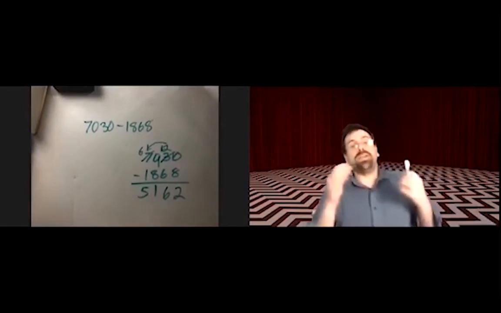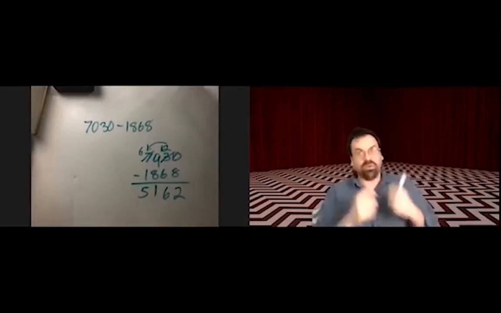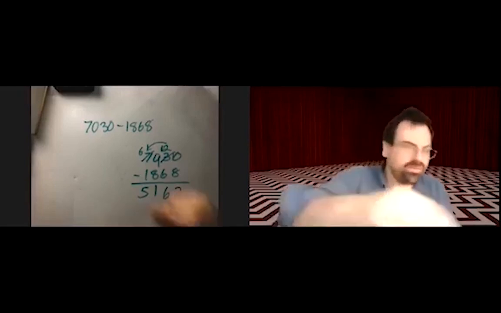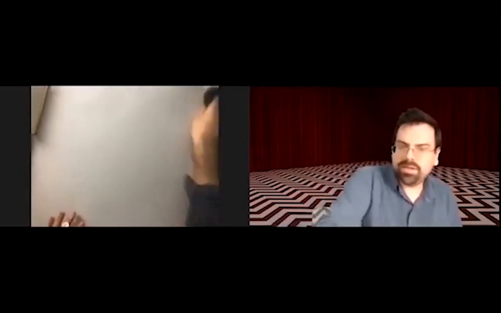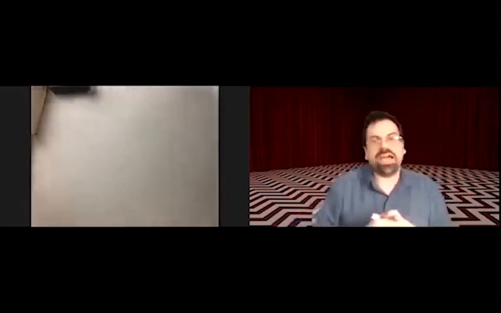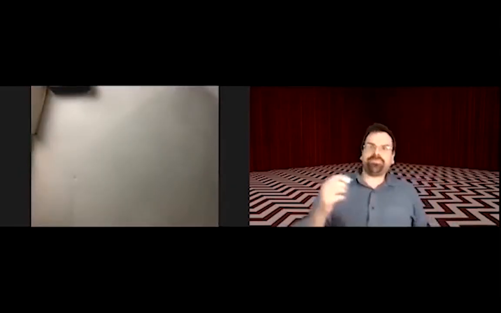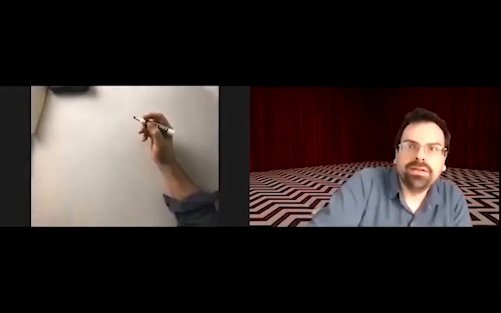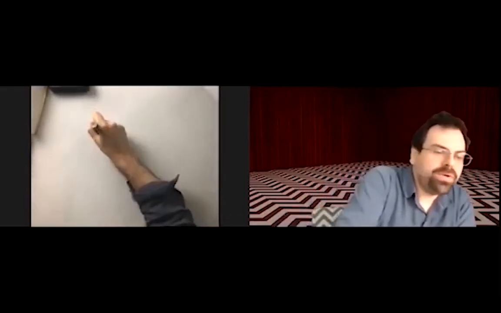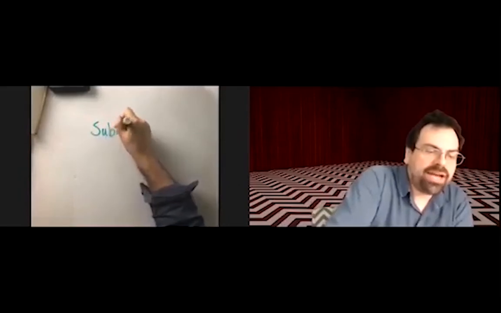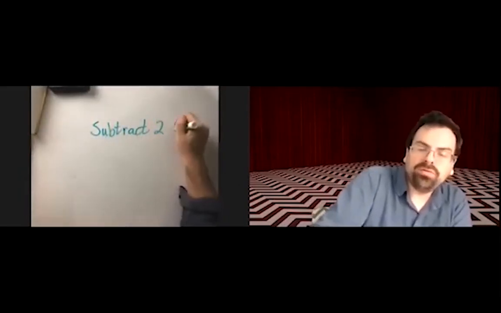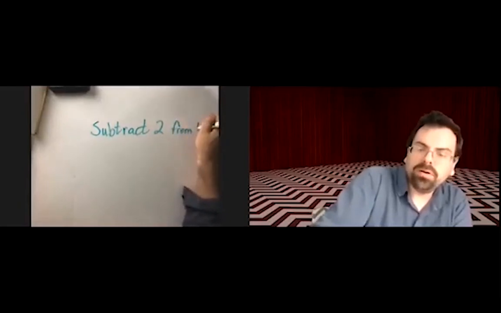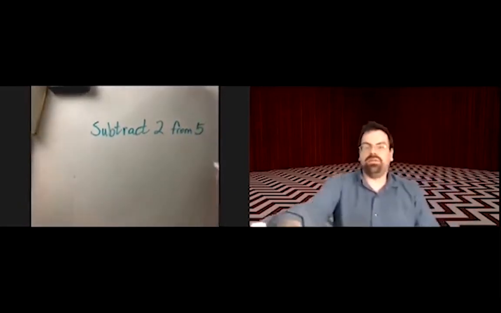Okay, remember when we were doing addition, I said you might see a word problem like the sum of. Well, we got some base level subtraction word problems now. Let's talk about what we would do if it said subtract 2 from 5.